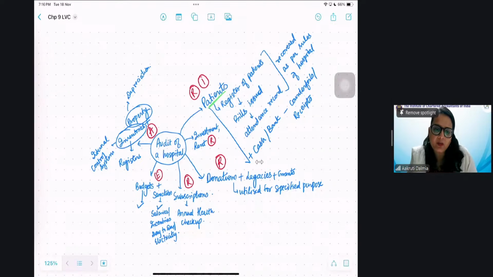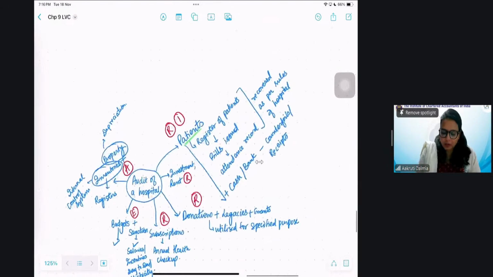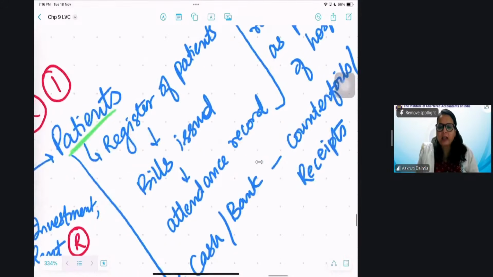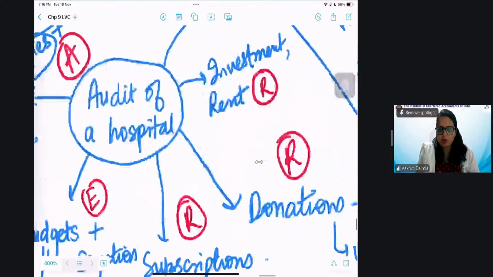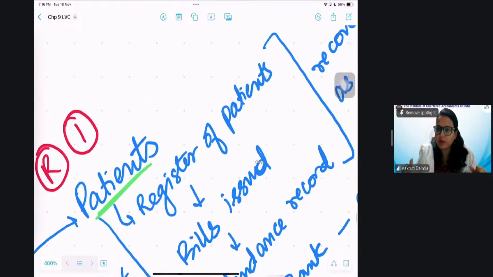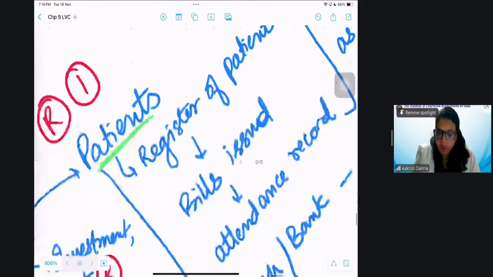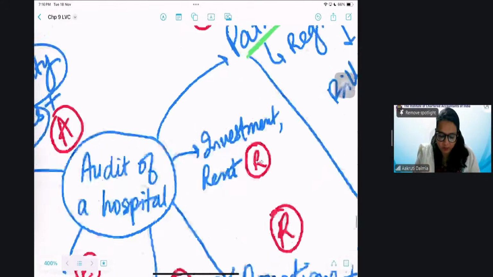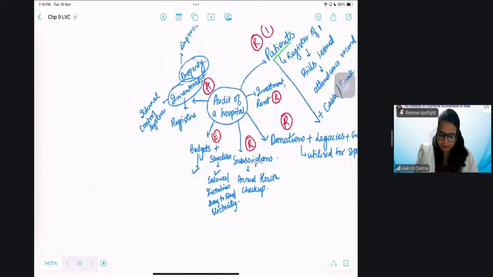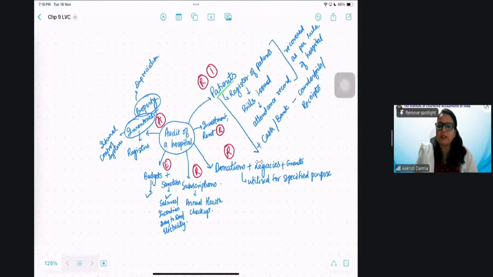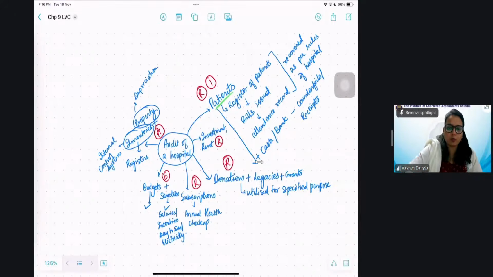Ma'am, what if in case special surgeon visits for special surgery? So that you collect as income from patients. So it will come under bills. And if you pay to that special surgeon, it will come under sanction. So if special surgeon came, we must have collected the bill from patient. So it comes here. And if we pay to that special surgeon, it comes under sanction. Done, Anil? Everything is within these points. Okay, so this is done. Let's go to the book.